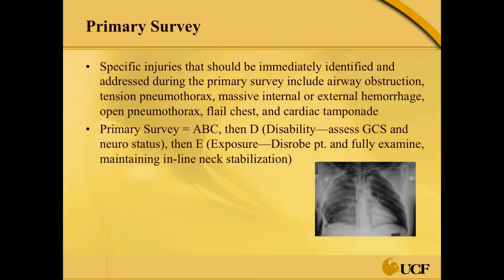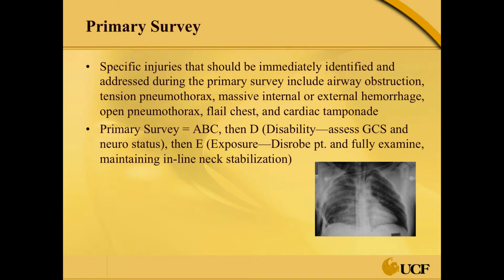Specific injuries that should be immediately identified obviously are going to be your ABCs. So looking at your airway obstruction. Is there a tension pneumothorax? So we need to look very closely at the trachea. Is the trachea shifted to the right or to the left? Remembering that if it's shifted to the right, then that means the pneumothorax is tension forming on the left. Okay, it's the opposite or contralateral of where you're seeing the tugging.